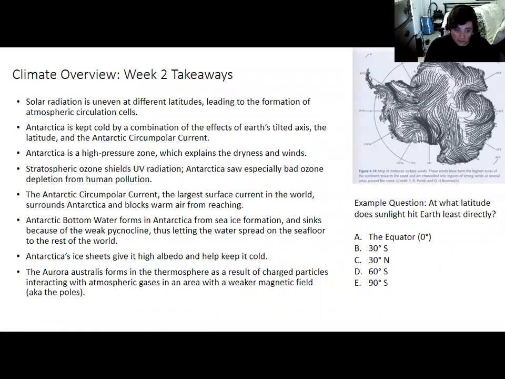So we talked about the structure of the atmosphere, and probably the most important takeaways from that are that the ozone layer is in the stratosphere, the second highest layer of the atmosphere, and that stratospheric ozone plays an important role in reducing the amount of ultraviolet radiation that reaches the Earth, because too much ultraviolet radiation is really bad for living things, including us.